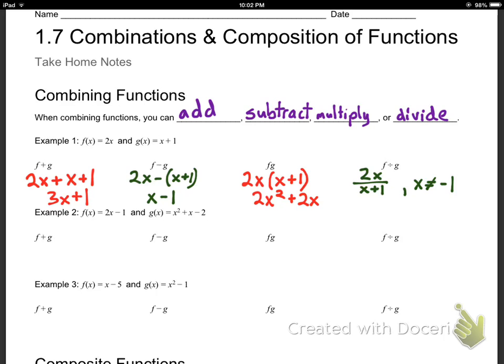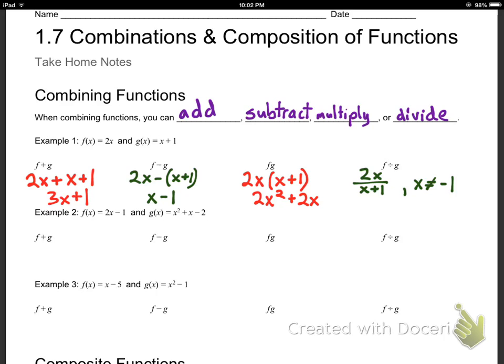So in this case, if we plugged in -1, we'd have a 0 on the bottom, and that would be a problem. Pause the video for a moment and try the next 4 on your own. I'll then show you how to do them, and you can come to class with questions later.